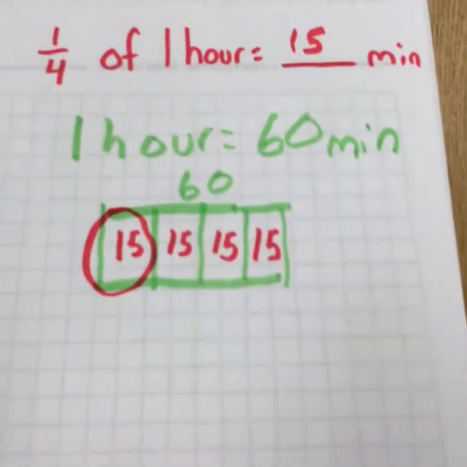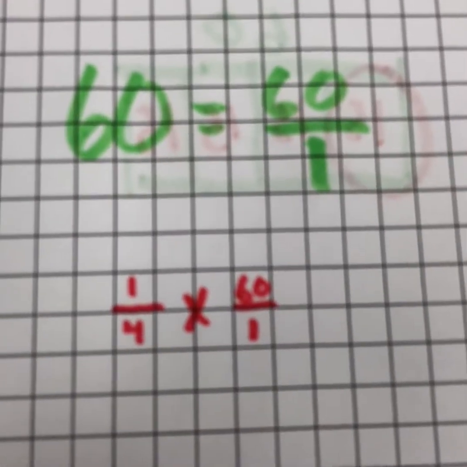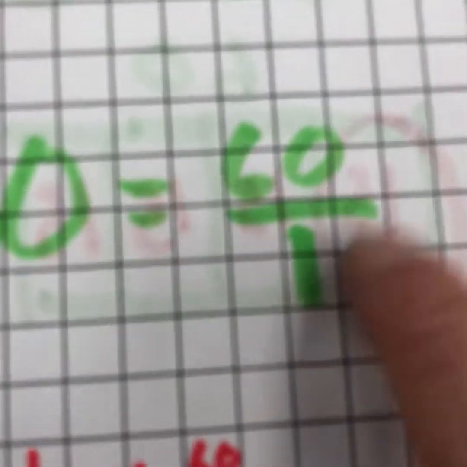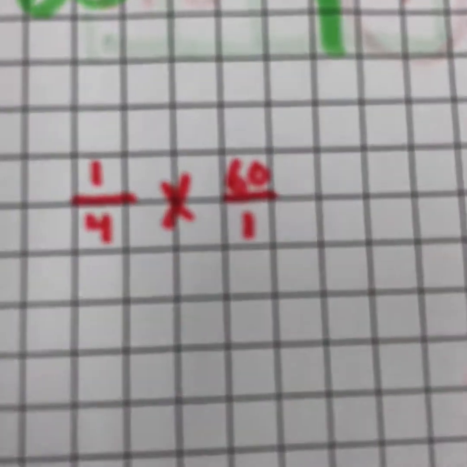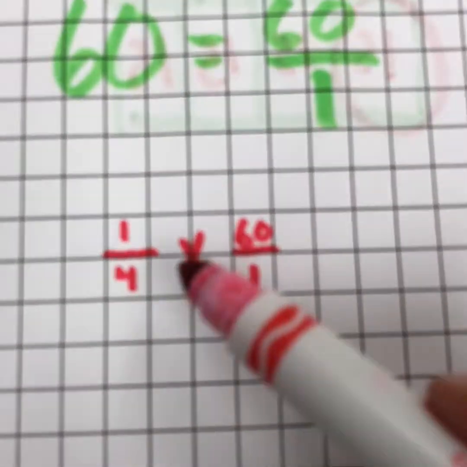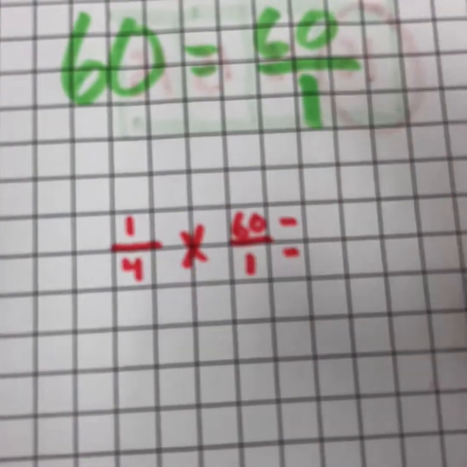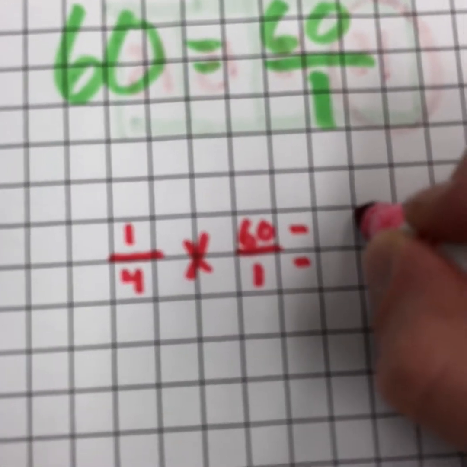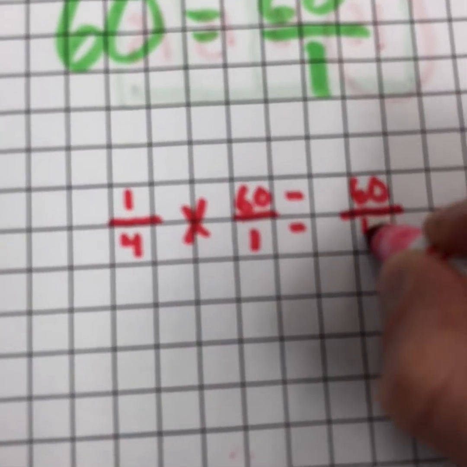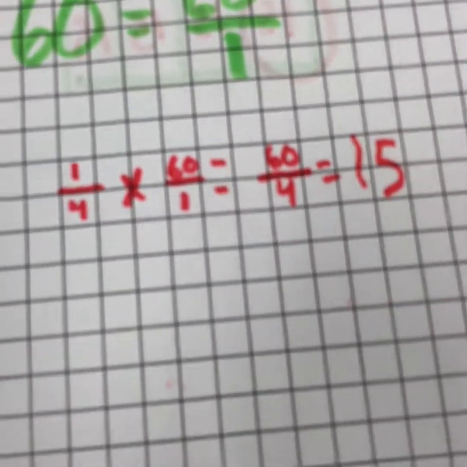Now let's look at the multiplication way. So for the multiplication way, you have to remember that 60 minutes is the same as 60 over 1. That's 60 wholes, 60 minutes. So then to write that as an equation, sorry it's not focused, that would be 1/4 times 60 over 1. So 1 times 60 is 60. 4 times 1 is 4. 60 divided by 4 is 15.